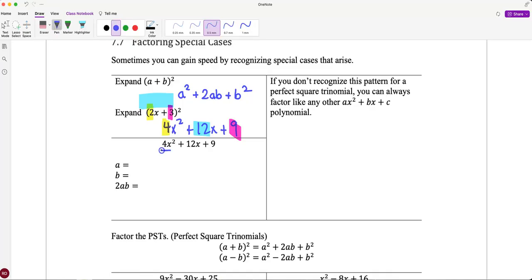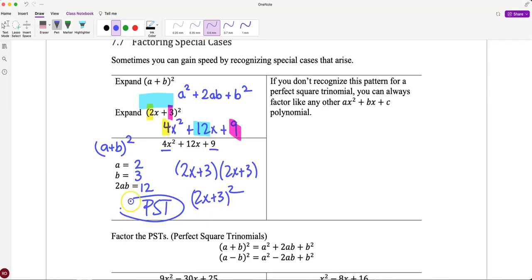So when I look at this, that's a perfect square, that's a perfect square. So in this case, if this was going to be written as a plus b squared, well, the a is going to be 2x, the b is going to be 3, and then 2ab is going to be 12x. So this is 2x plus 3 times 2x plus 3, or 2x plus 3 squared. I had a teacher that called this a PST, perfect square trinomial.